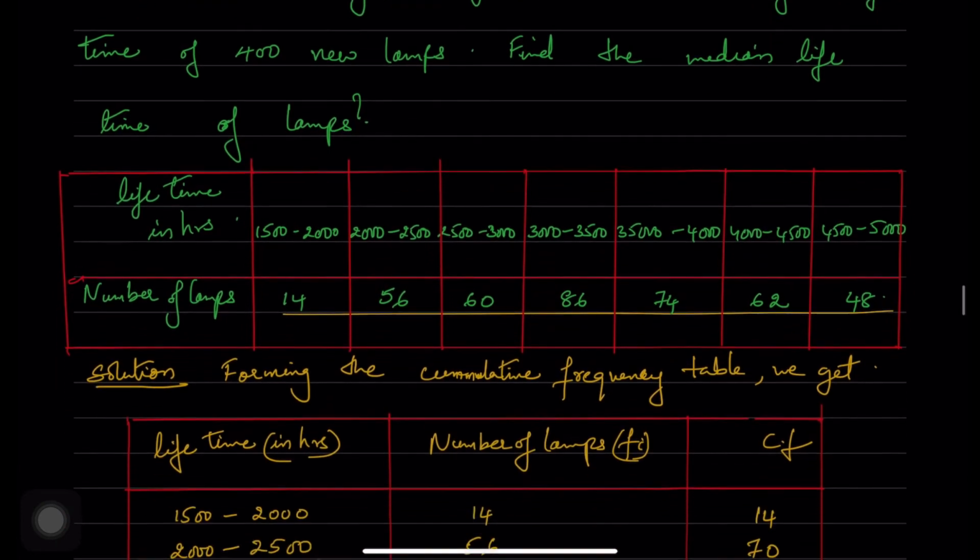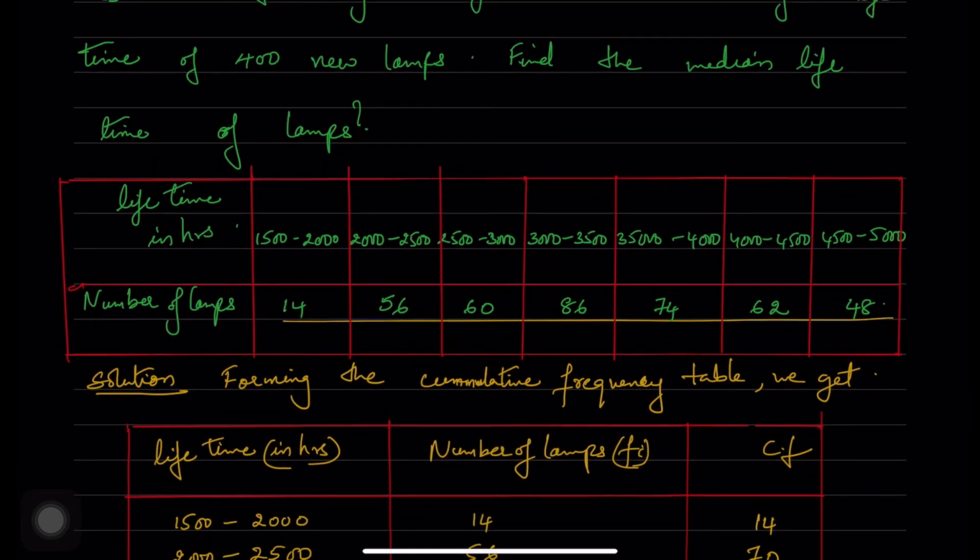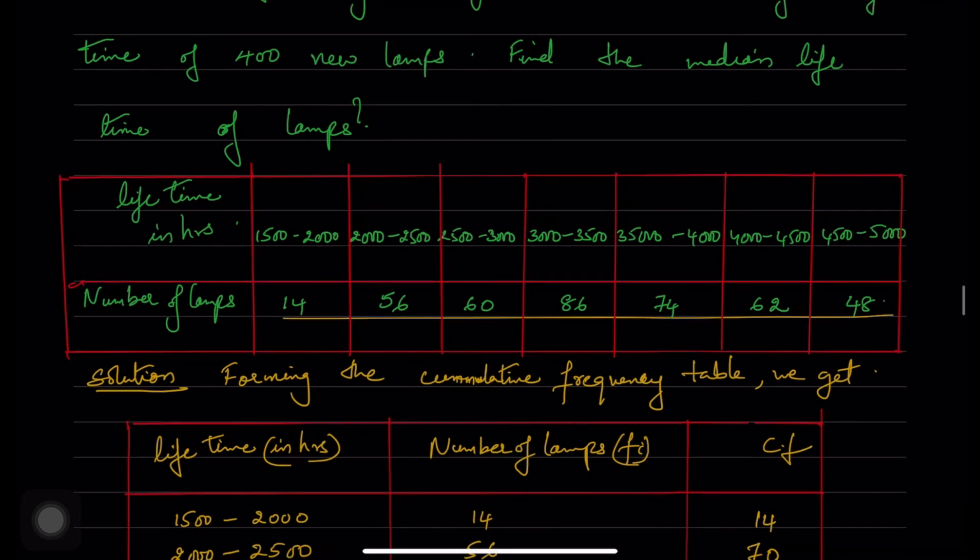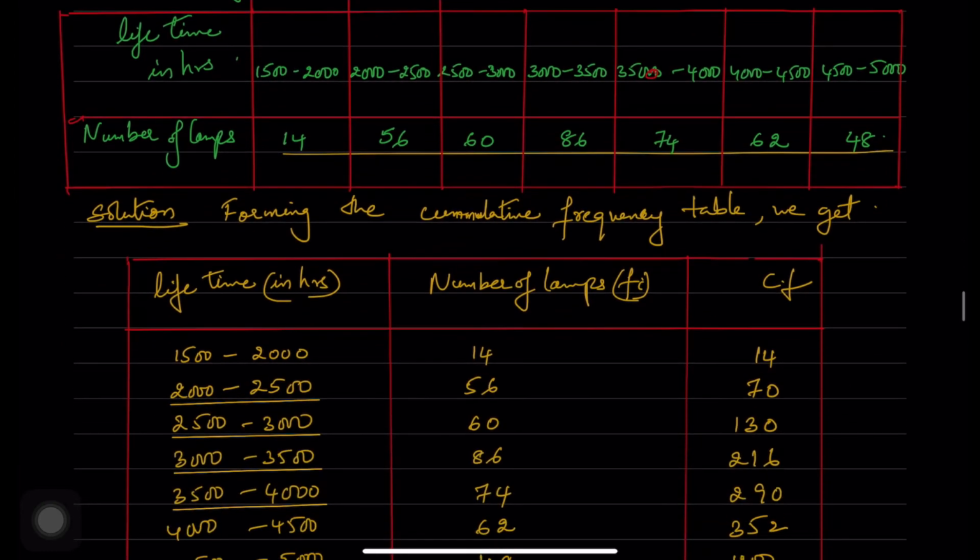Next, question 5. The following table gives the distribution of the lifetime of 400 new lamps. Find the median lifetime of lamps. So lifetime in hours is 1500 to 2000, 2000 to 2500, 2500 to 3000, 3000 to 3500, 3500 to 4000, 4000 to 4500, 4500 to 5000. Now your number of lamps is given here. So we have to find out the median for this.